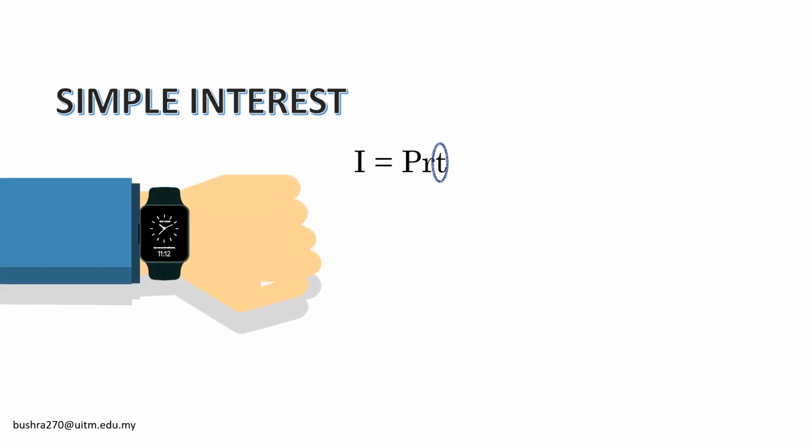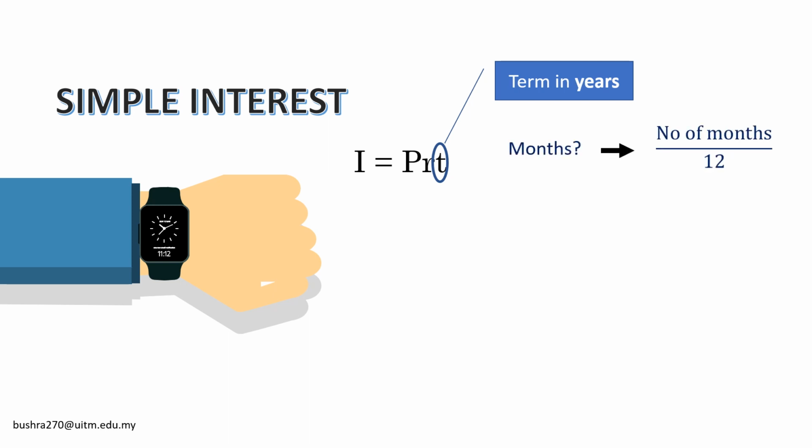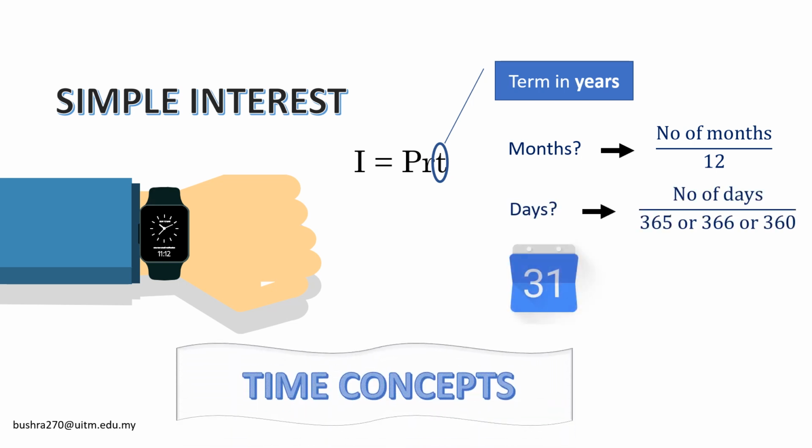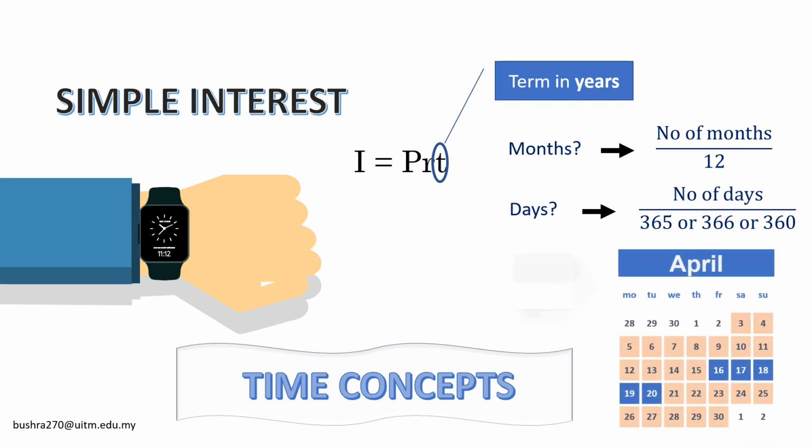Hi, as we all know, to compute interest, time is always measured in terms of years. I have shown you the example if the term is given in months, where we have to use T is equal to the number of months divided by 12. In this video, I will explain the time concept if a term is given in days or between dates.